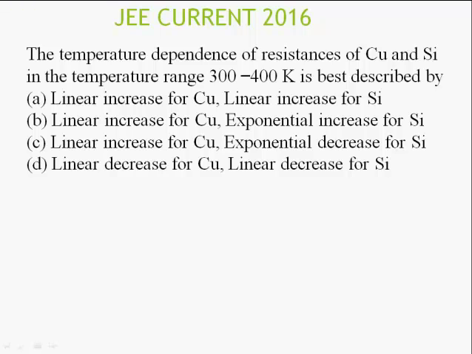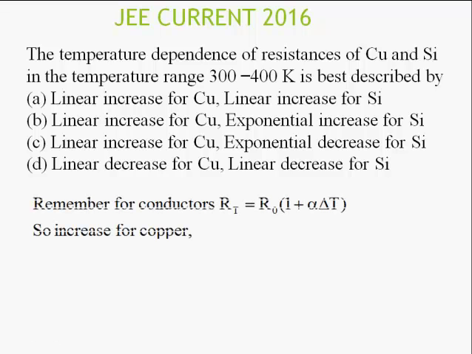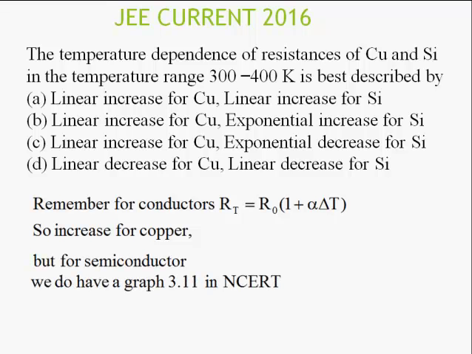We should also know that the resistance decreases for the semiconductor, but we should remember that the semiconductor decrease is not linear. For copper we have the formula for conductors, so it increases. But for the semiconductor, if you look at the graph already given in NCERT 3.11, there is an exponential decrease, hence 3 is the answer. This is a theoretical question, and if you know slightly the basics you can definitely solve it. This was one of the easy questions.